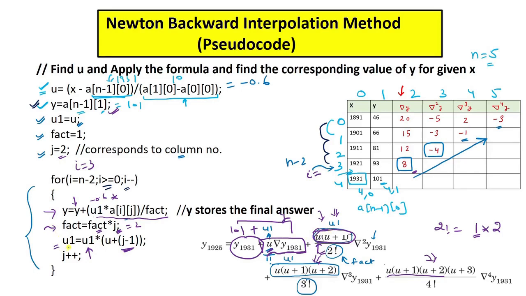So I have fact, I have u1. Now I will be moving further. Later I will tell you why I am doing this j plus 1. Now I came here again and I have to find all these things: fact, u1 multiplied by this. So I'm saying the previous value of y plus u1 multiplied by this answer. So this answer is actually this one, right?